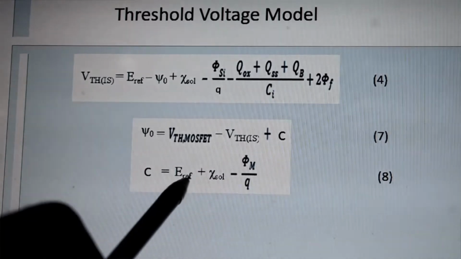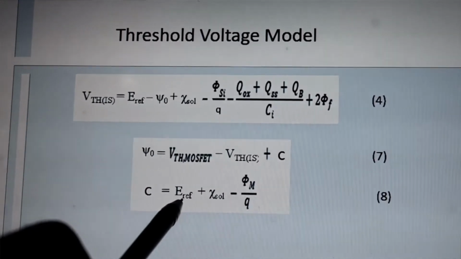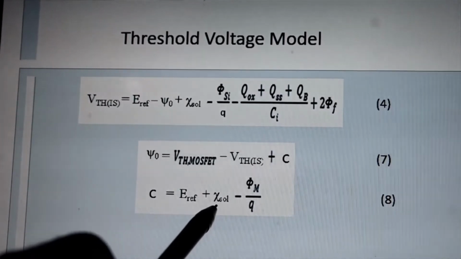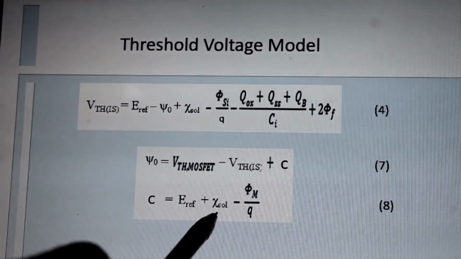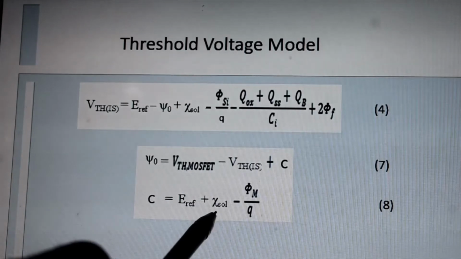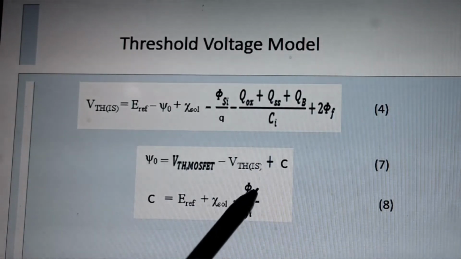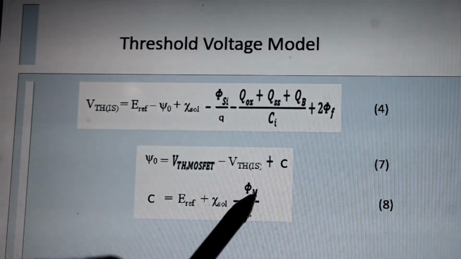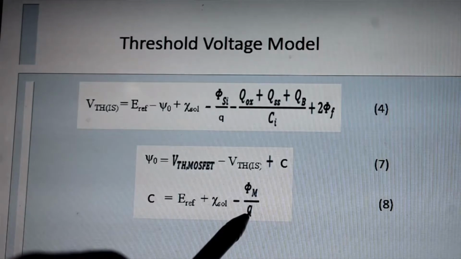Here all parameters are actually constant for a particular device. E reference is a reference voltage which is kept constant. This is the solvent potential, which is also related with the electrolyte solution, which is constant. And this is phi m, the work function of the metal gate, expressed in electron volt, and Q is the electronic charge.